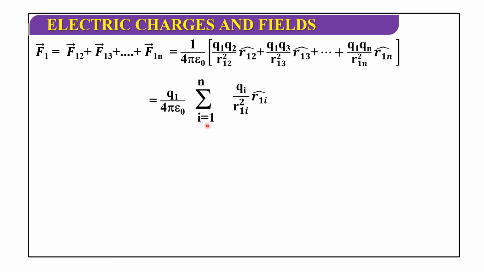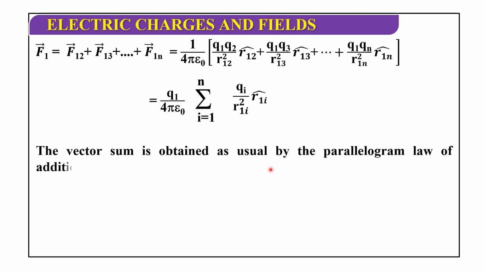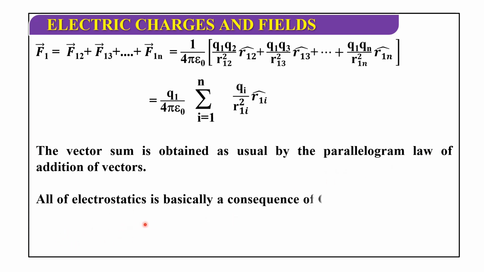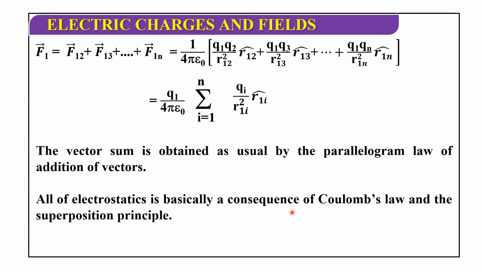So, this can be written as q1 by 4 pi epsilon naught, sigma i equals 1 to n, q i by r1i square r1i cap. The vector sum is obtained as usual by the parallelogram law of addition of vectors. All of electrostatics is basically a consequence of Coulomb's law and the superposition principle.